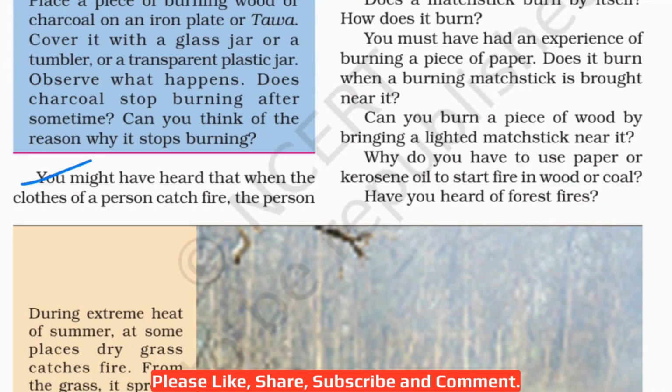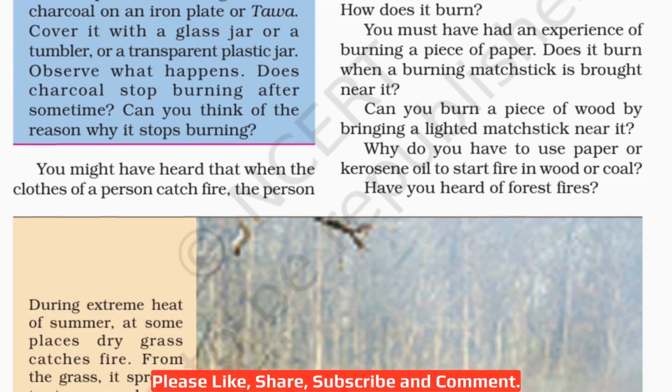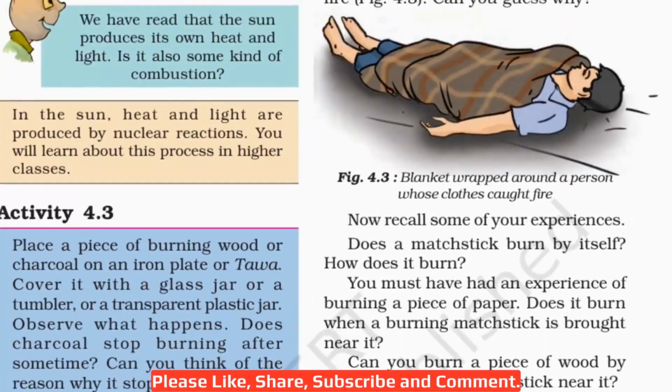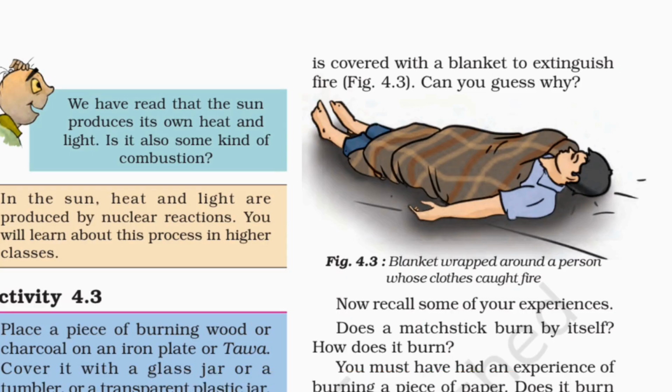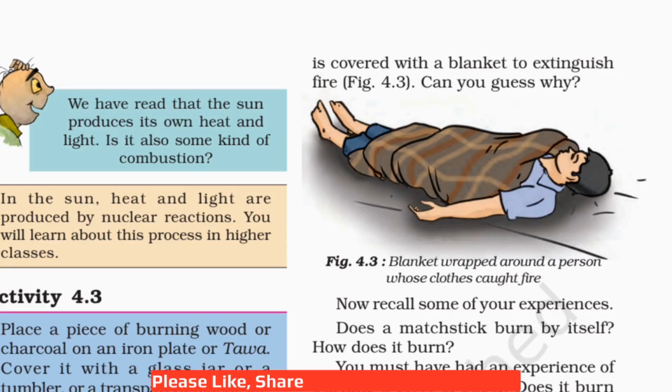Now you might have heard that when the clothes of a person catch fire, the person is covered with a blanket to extinguish the fire. Can you guess why? Whenever we cover the person whose clothes have caught fire with a blanket, what happens? The blanket will create a cover, and it will stop the supply of oxygen. And when there is no supply of oxygen, the fire will not keep on burning and it will get extinguished. Okay, the blanket acts as a cutoff of oxygen, the cutoff of air, right?